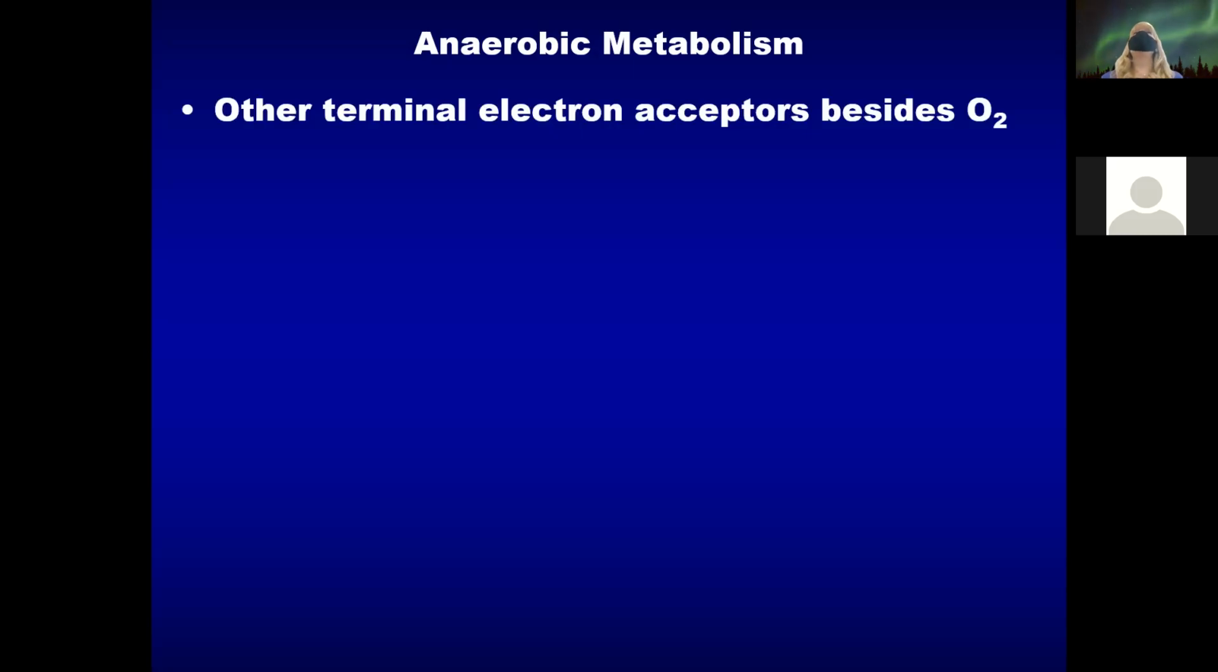So what does that mean? Again, AN in the front of a word means without, and aerobic means oxygen. So again, we're saying no oxygen involved. That means we're going to talk about an electron transport chain process, but instead of oxygen sitting at the end of the electron transport chain, it's going to be something else.